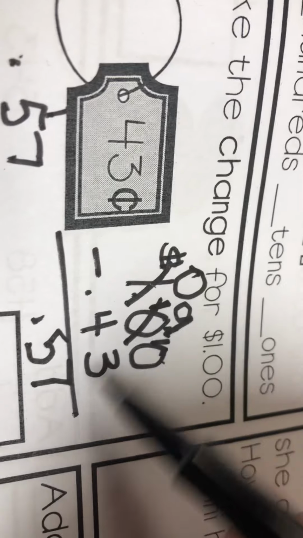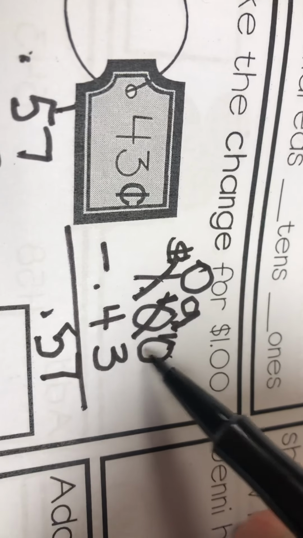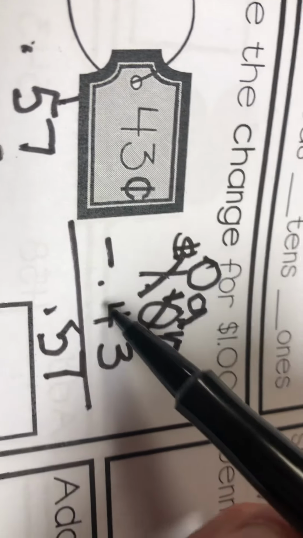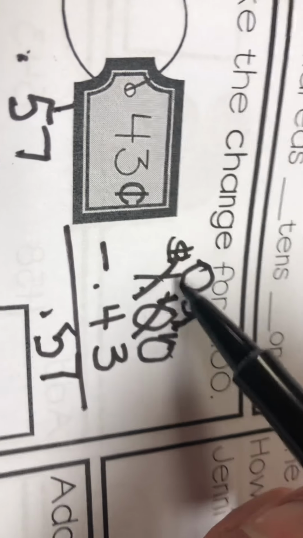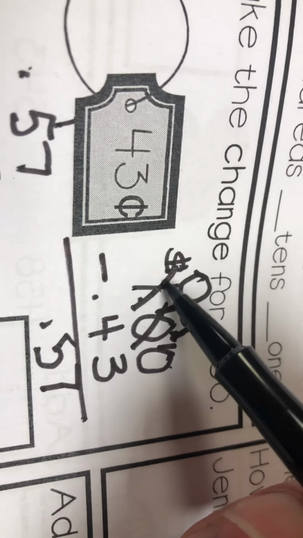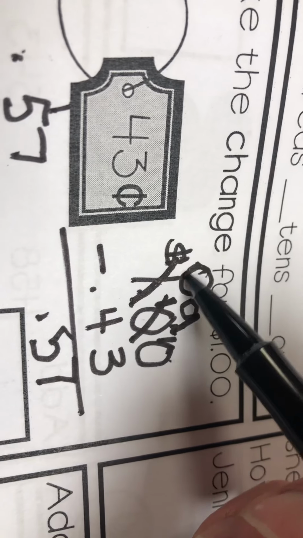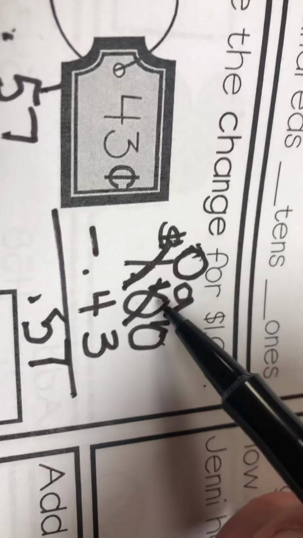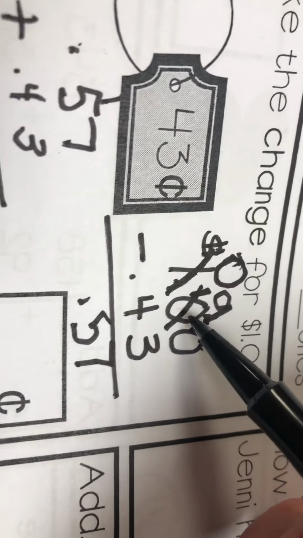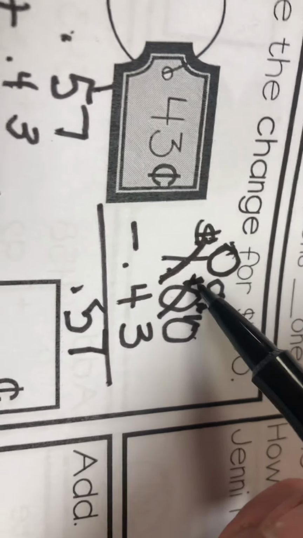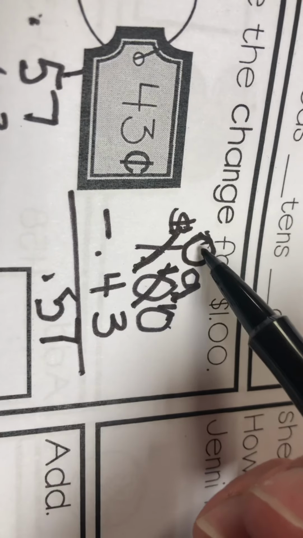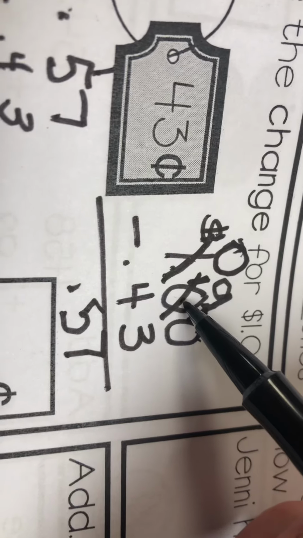So what we have done is we know that we can't take 3 from 0, and we can't even take 4 from 0. So we go over to the hundreds, and we take 100 away. We're going to take that 100. But we know we can't put 100 in the 10 spot, but we can if we regroup. 10 tens equals 100. So we have 10 tens.